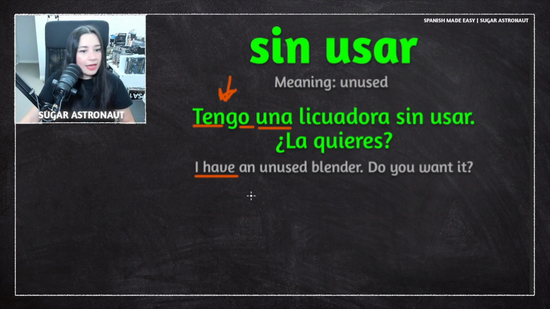Una means an, okay? Licuadora. So this is an indefinite article, feminine and singular, and that's because we have a singular and feminine noun, la licuadora. La licuadora means the blender. Una licuadora means a blender, okay? So we have right after, sin usar.